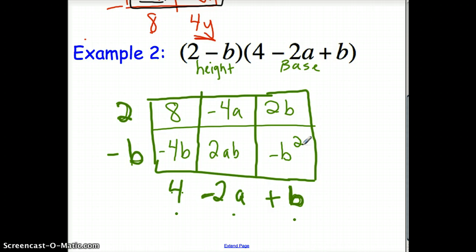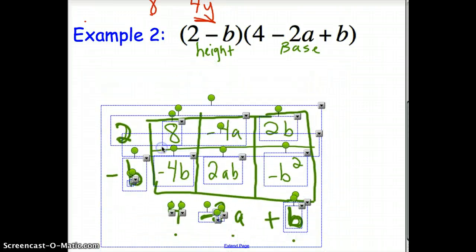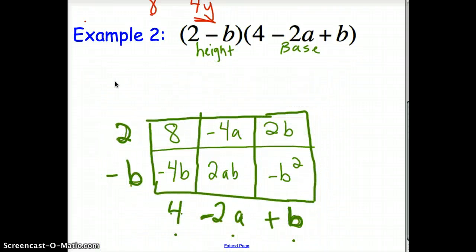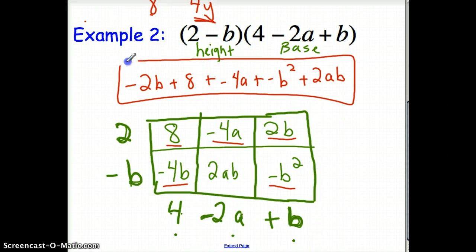So I found the area of each corner. Now I'm going to write the total area as the sum of all these pieces. So all these pieces together, let's see. I look for like terms, and I see these two can be added together. So let's write those first. Adding them together, I get negative 2b. And then I have plus 8 plus negative 4a plus a negative b squared, and then plus 2ab. And this is your sum. It definitely doesn't look simpler than the previous, but it is the product's result after you multiplied it out. So that sum is equal to the original product that was in the problem.